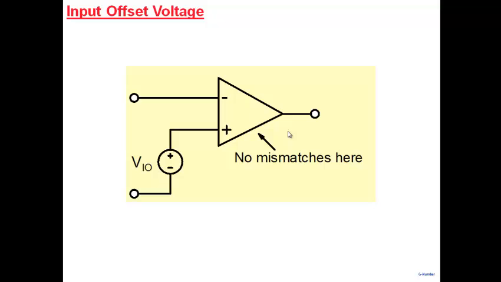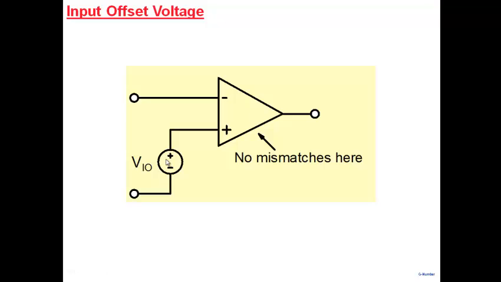Now we know that there are mismatches. We know that even if I don't apply any input voltage, there is an output voltage. How do I model it? Well, all the effects of the mismatches inside your op-amp, we take and lump into a voltage called the input offset voltage. So what I'm saying is, you can think of a practical op-amp with all the mismatches as if it is an ideal op-amp in series with the input offset voltage. All the effects of the mismatch are lumped into this parameter called input offset voltage.